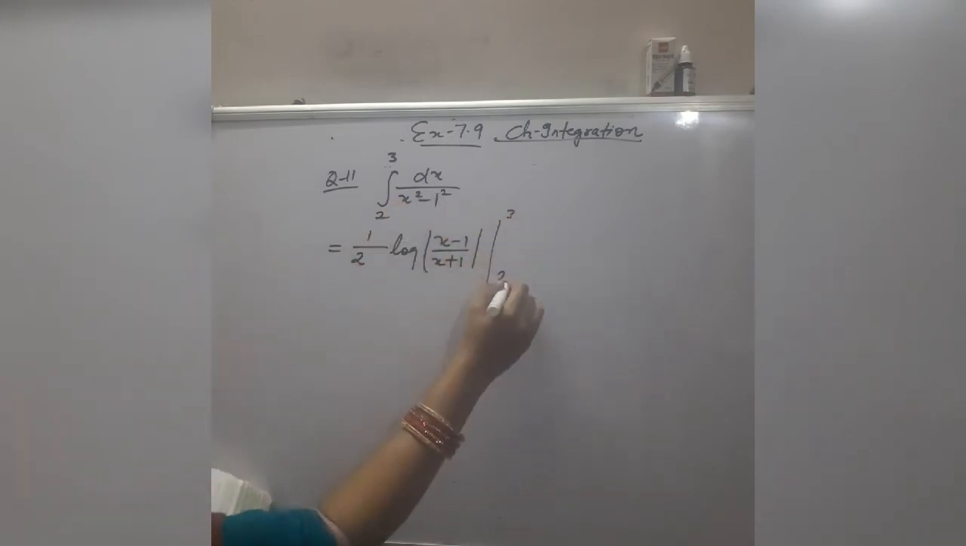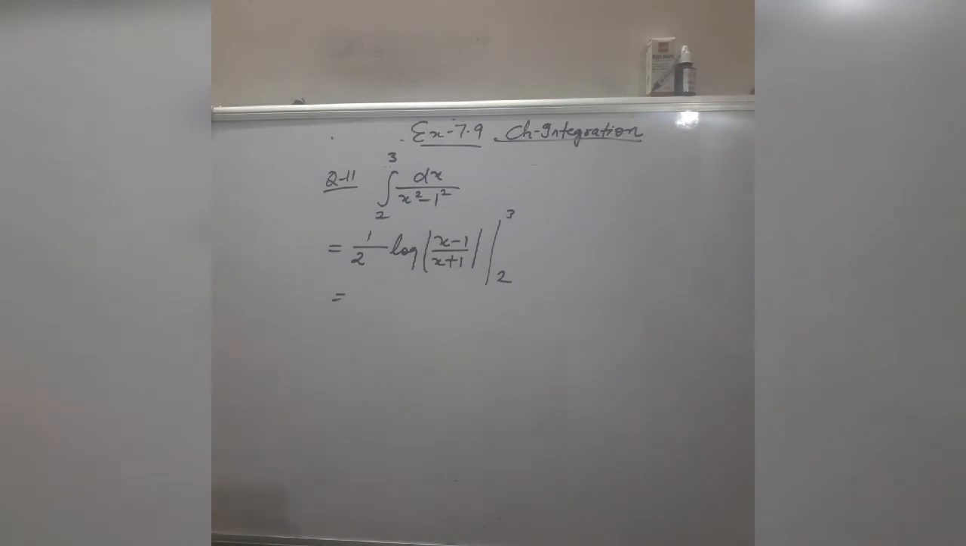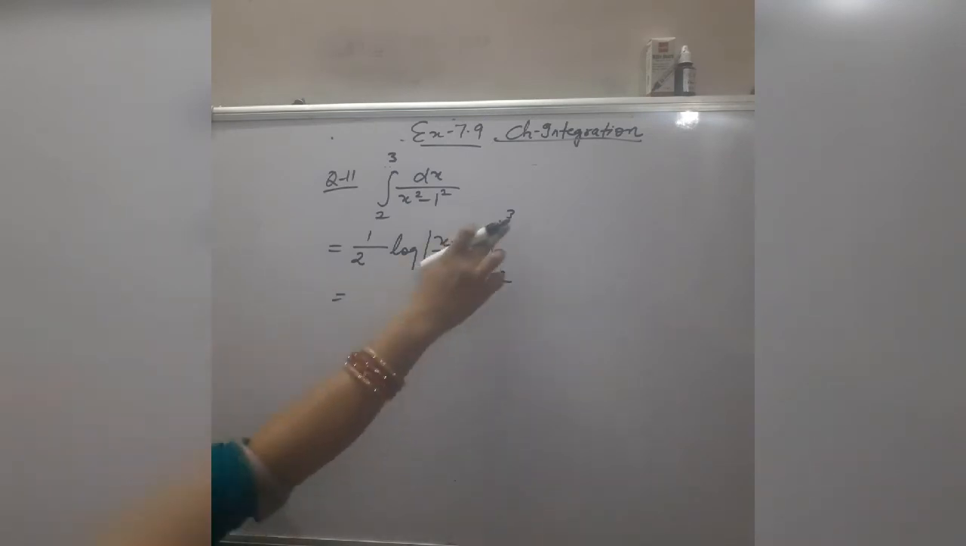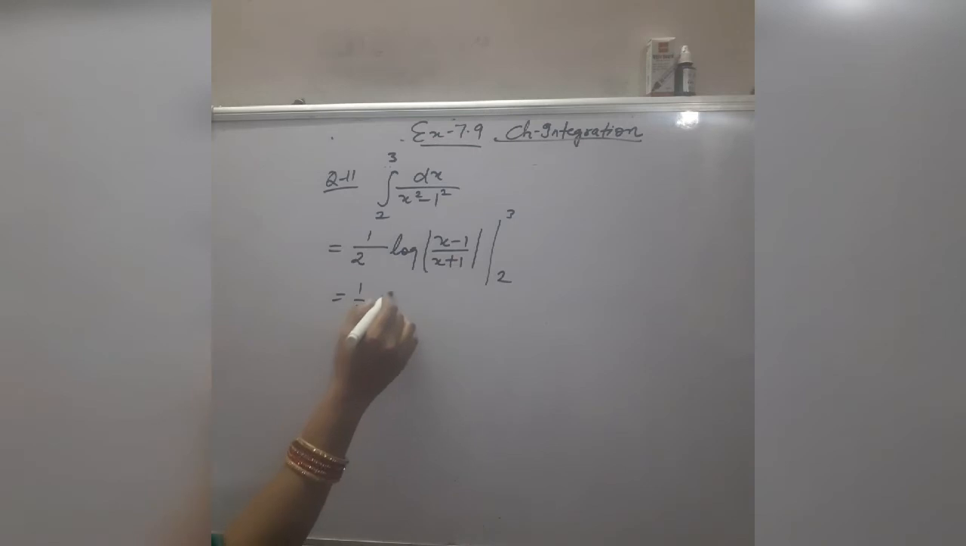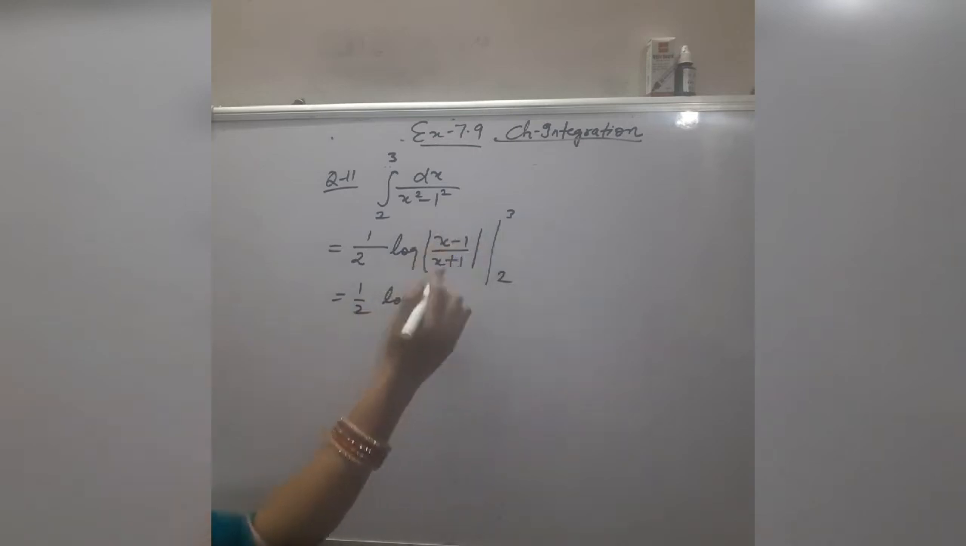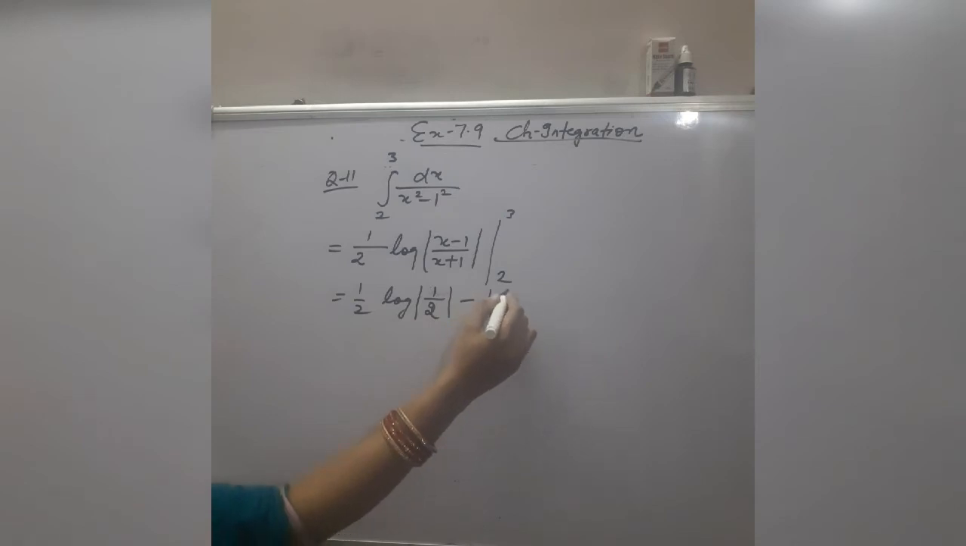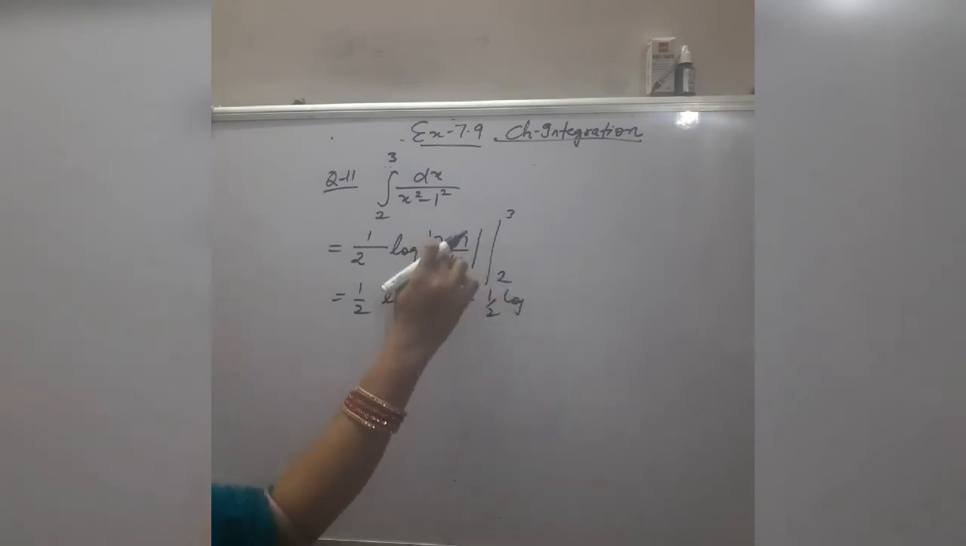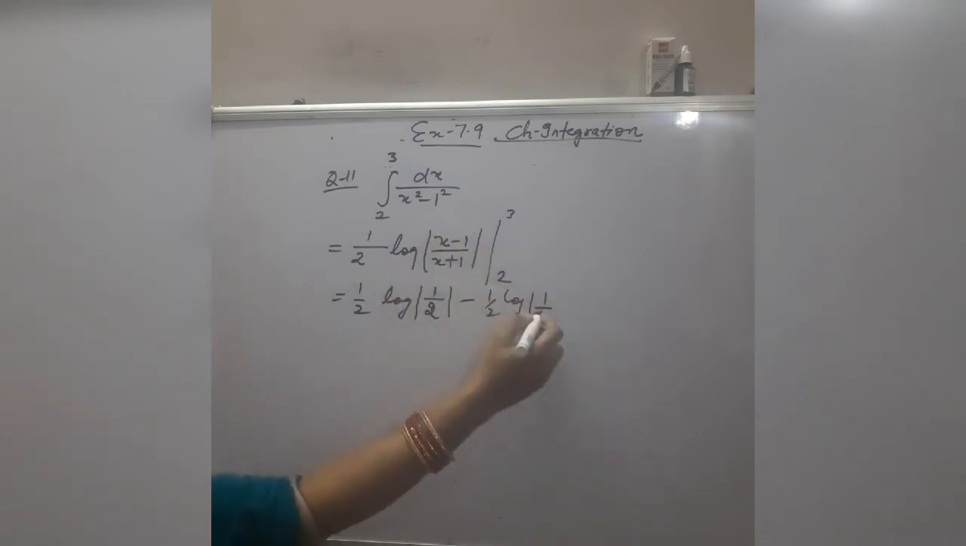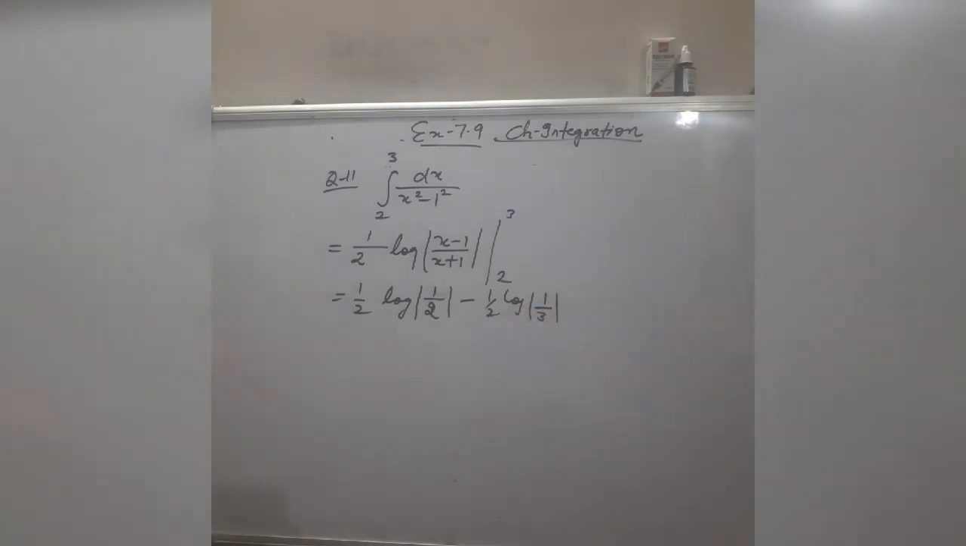Now the next step is upper limit minus lower limit. In place of x, if you write upper limit 3, it becomes half log of 3 minus 1 is 2, and 3 plus 1 is 4, and 2 by 4 becomes 1 by 2, minus lower limit. In place of x, write 2: 2 minus 1 becomes 1, 2 plus 1 becomes 3. Or you can take half common. After taking half common, it becomes log 1 by 2 minus log 1 by 3.